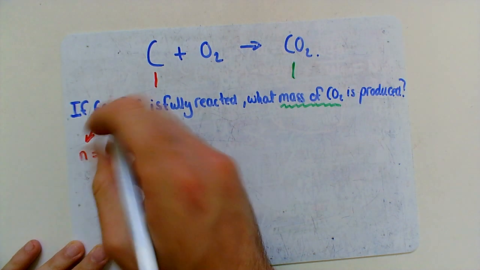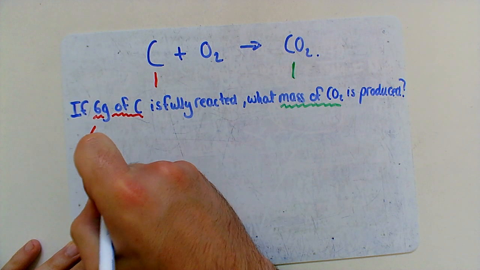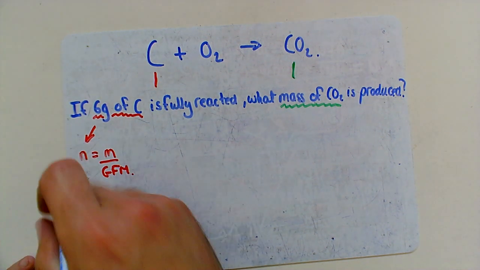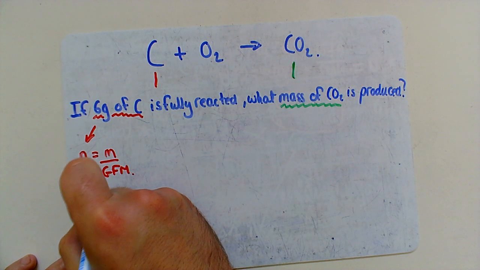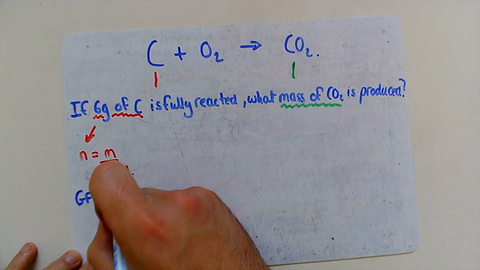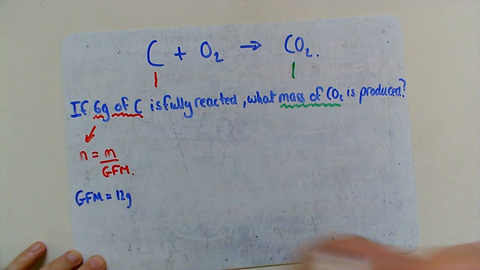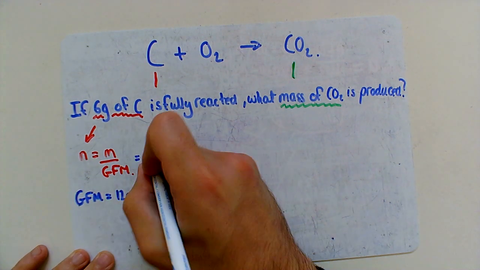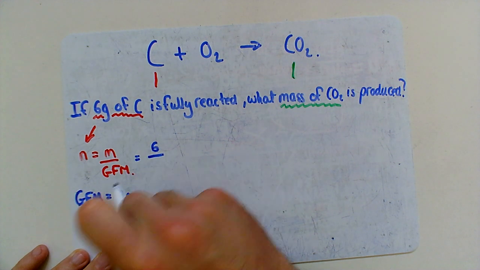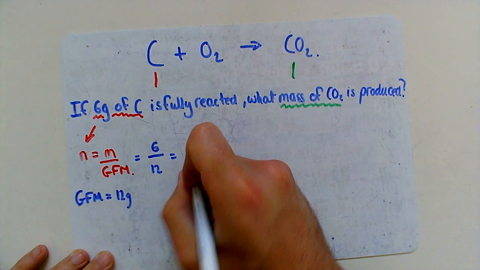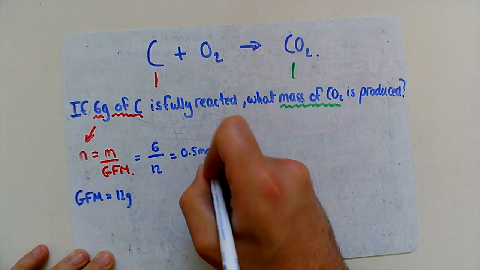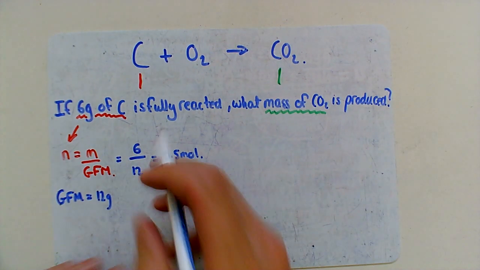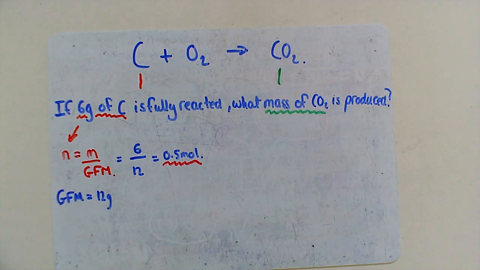So n is equal to m divided by GFM. Now the GFM of carbon, I'm sure you could work it out yourself, but I'll just give it to you. It is 12 grams. And so whenever we do this equation, we have 6 grams. The GFM is 12, so that gives us 0.5 moles. So we have 0.5 moles of carbon.